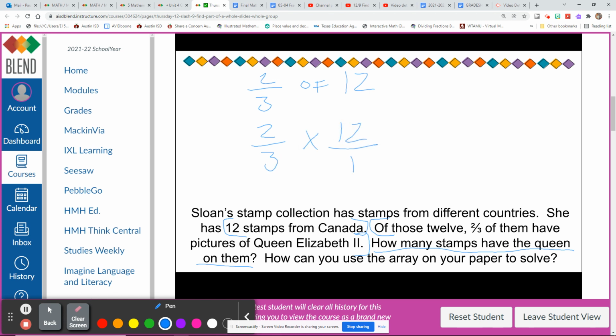We turn that 12 into an improper fraction by putting 1 as the denominator. 2 times 12 is 24, and 3 times 1 is 3. So then 24 divided by 3, once again, gives us 8. So 2/3 of 12 should be 8.